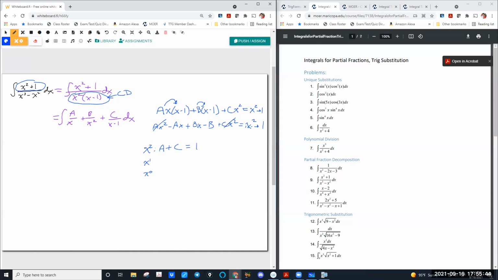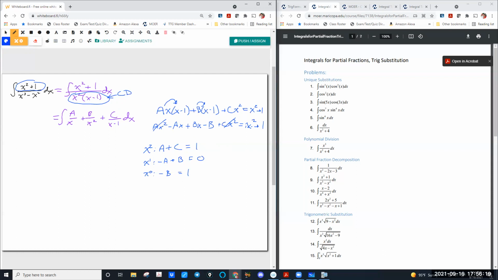I'm writing the x squared out here instead of writing Ax squared plus Cx squared equals x squared. That's all that this really is. It's a way of organizing it. For x to the first, I've got minus A plus B. No x's over there, so that equals 0. For x to the 0, I've got minus B. That equals 1. And there is our system.